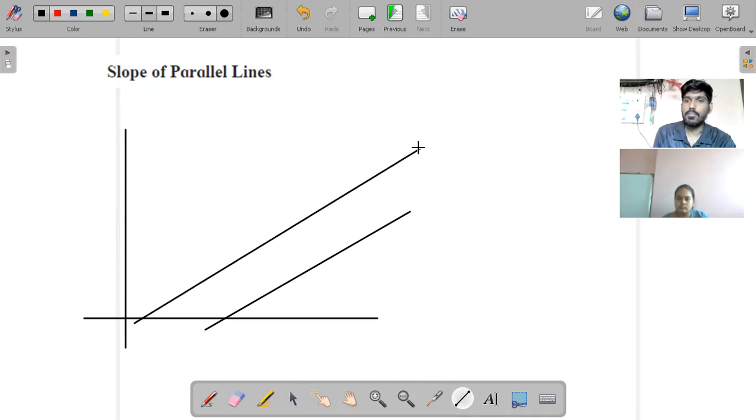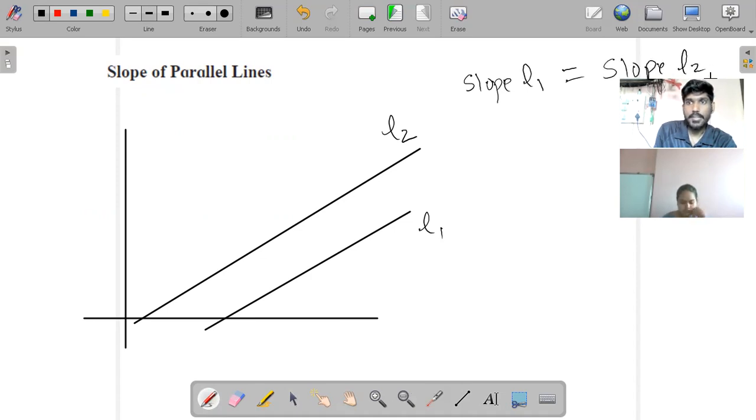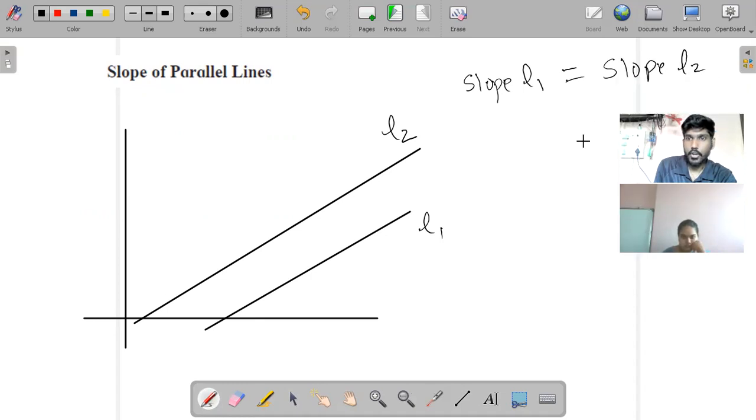So both of them are parallel to each other. What will be the slope of these two lines? Will they be equal? So I'll call this line 1 and I'll call this line 2. Will slope of line 1 be equal to slope of line 2? Or will they be not equal? Equal or not equal? According to you, what should it be? Equal, because they are parallel.